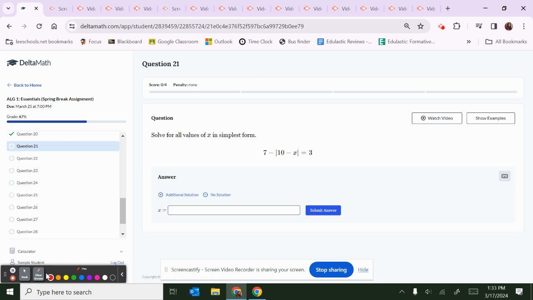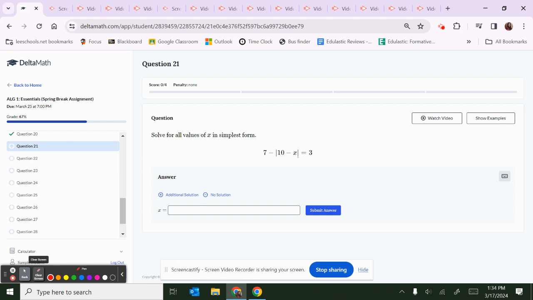For this question, we see these two lines right here. Those two lines are called absolute values. So what you need to know when solving an absolute value equation is that you will always end up having two answers. So how many answers are we going to have? Two answers. Let's find those two answers.